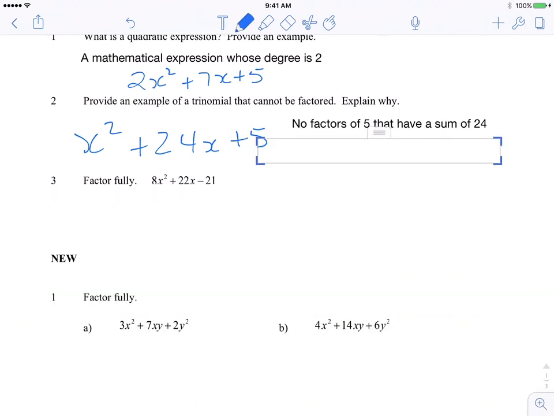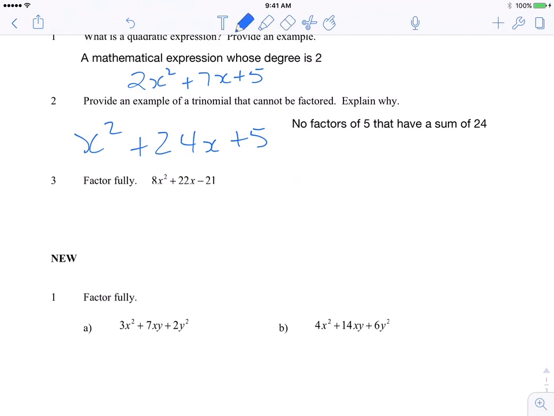So we know the factors of 5 are 1 and 5, so we can't add those two together and get 24. That's really what we're saying here. Okay, erasing that as well.